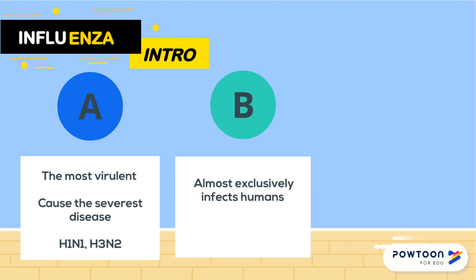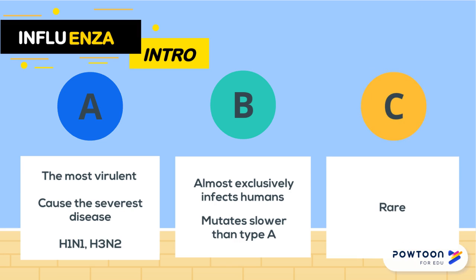Type B almost infects humans only. They mutate slower than type A and consequently are less genetically diverse. As a result, most people already develop some degree of immunity at an early age, and it only causes smaller localized outbreaks compared with type A. Type C is less common than types A and B.